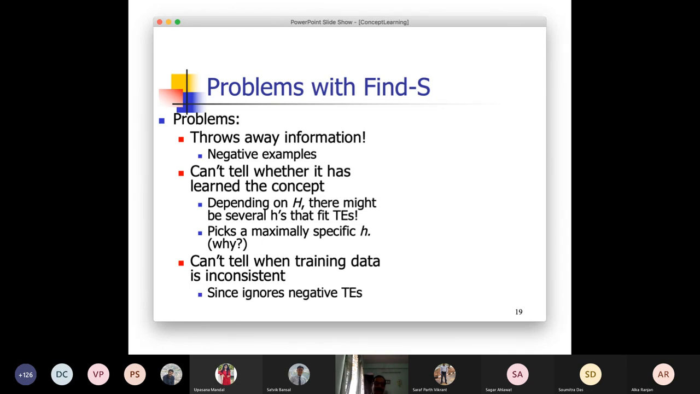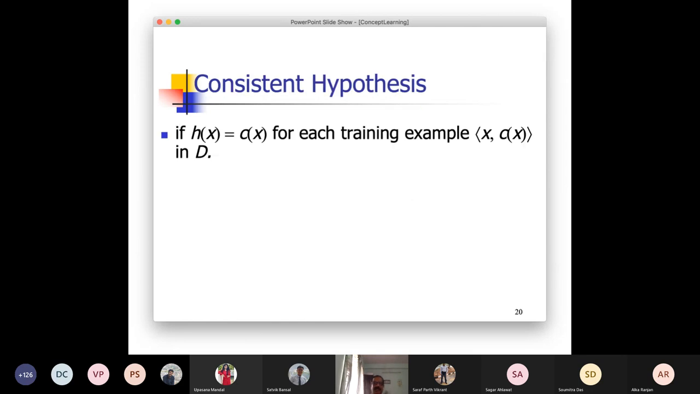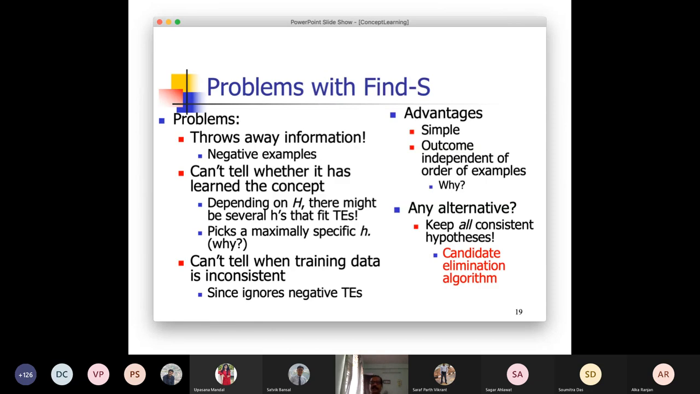So these are certain problems, and we will see that there are techniques to deal with them in our next classes. But these are the advantages: simple, and the outcome is independent of the order of examples. Now, the alternative is to keep all consistent hypotheses, and that's what we'll be discussing in the next lectures. What other algorithms are there? One algorithm is candidate elimination, which is exhaustive and not very practical, but there are other algorithms. So let me stop here and take your attendance first.